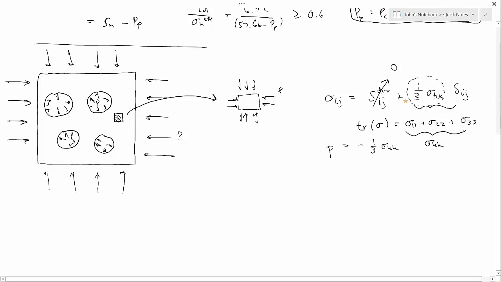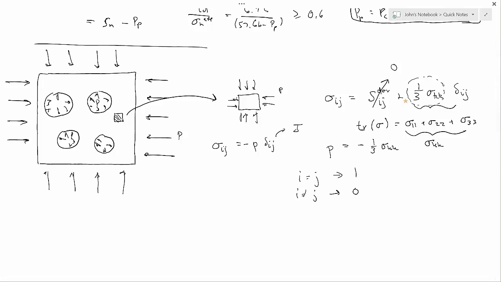So for this little piece of rock right here, we have that the stress tensor sigma ij is equal to minus the pressure times this thing. And by the way, this thing is just the identity matrix. Another fancy word for it is the Kronecker delta function, which just means that if i equals j, you have a 1. And if i not equal to j, it's 0. Well, you can see that that's just the identity matrix. Okay.